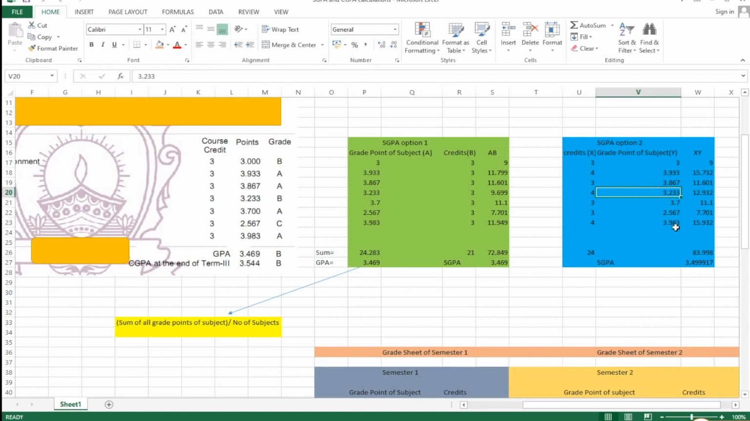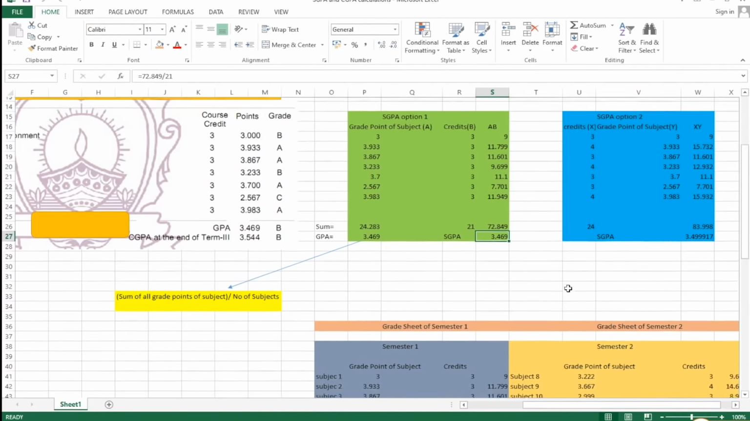So the grade point is 3.469, but your SGPA now is different. In this case it is 3.49, whereas here it was 3.46. So I hope you will understand how GPA has been calculated and how semester grade point average has been calculated. It's basically a concept of weighted mean, which we teach in statistics.